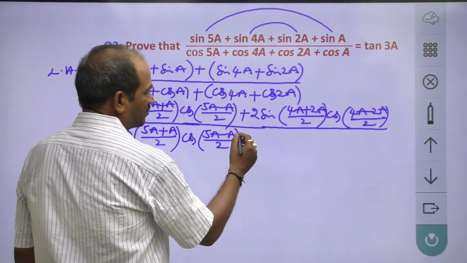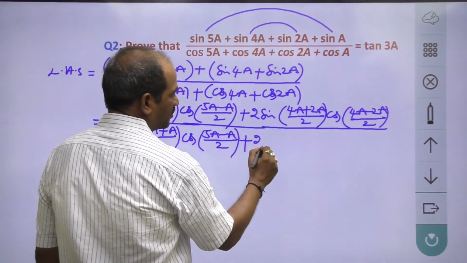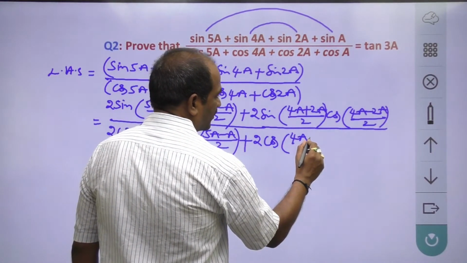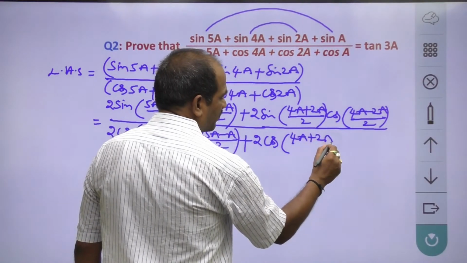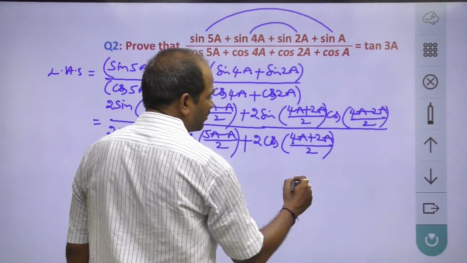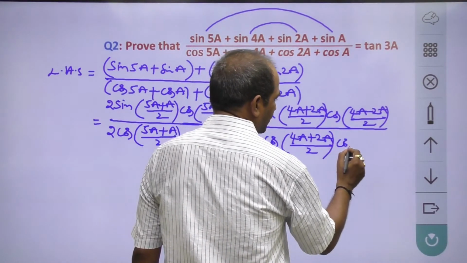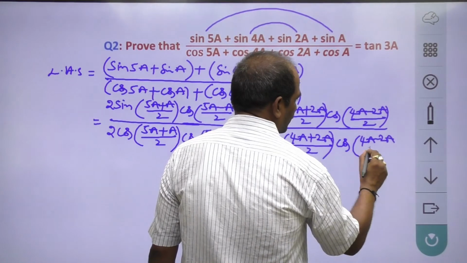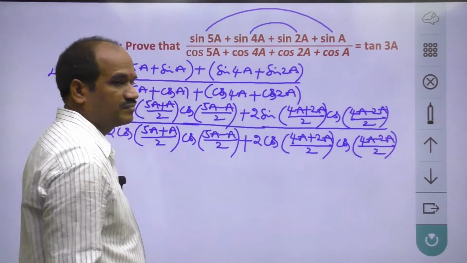Next, plus cos c plus cos d. So that is 2 into cos of (c plus d) by 2, that is (4a plus 2a) by 2, into cos of (c minus d) by 2. So that is (4a minus 2a) by 2.